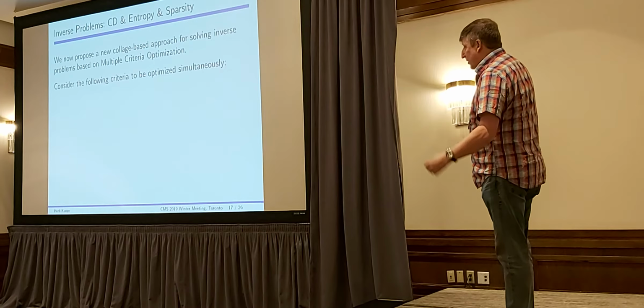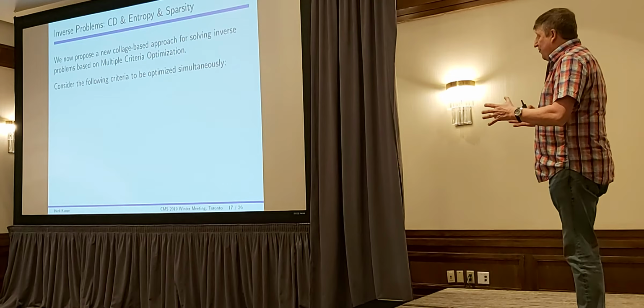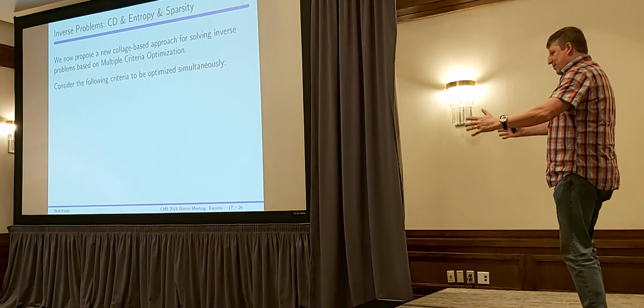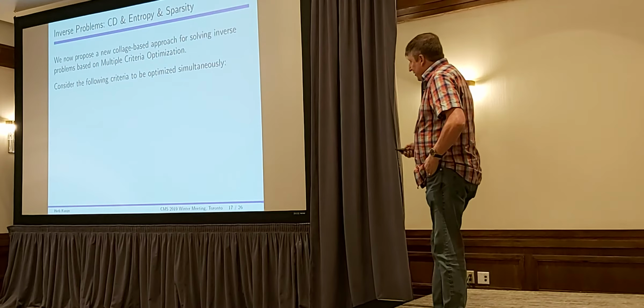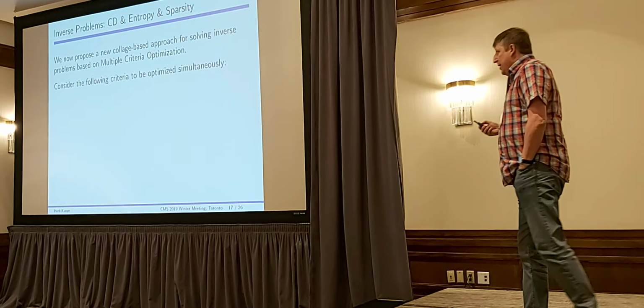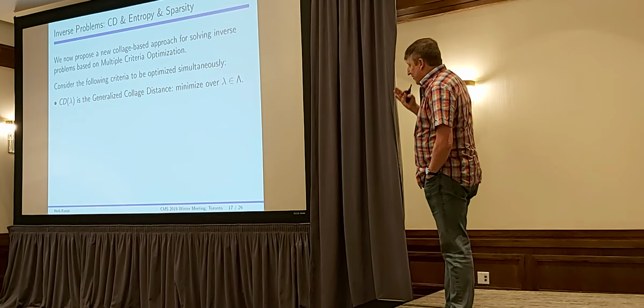And so the idea was, if we perturb, like with regularization, you add a term to the real objective function and minimize this new quantity. Maybe if we add a few other things to our objective function, we can do better right out of the gate than we do if we just use the collage distance alone. So the idea is, let's work with the collage distance, entropy, and sparsity together. Minimize or optimize simultaneously. To be clear, the collage distance is the generalized collage distance.